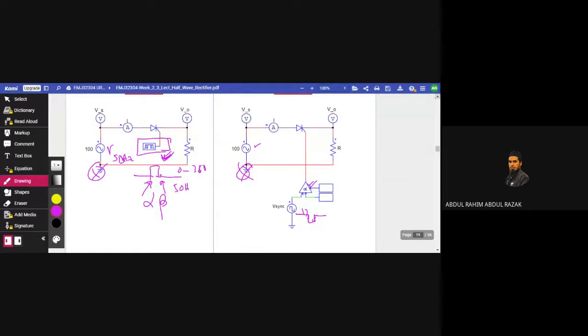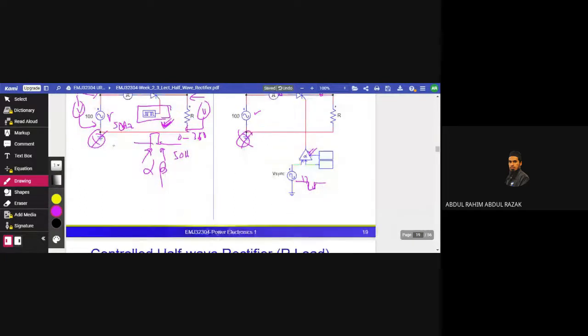Okay, for your voltage probe, please use this kind of voltage probe because you are measuring between terminals. So you probe between the terminals. If you want to probe across your device as well, put the voltage probe here. So we are measuring voltage across the device, across the load, and across our source.